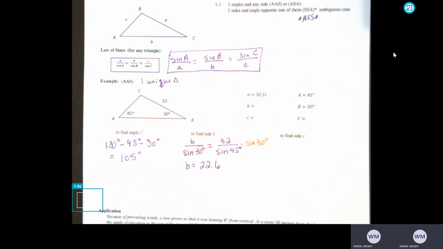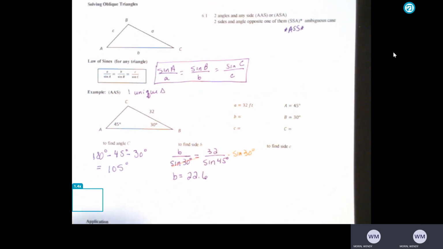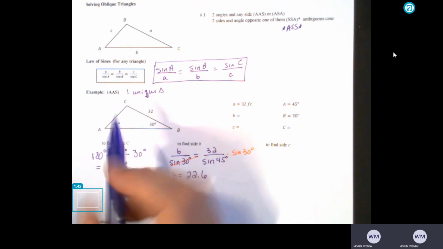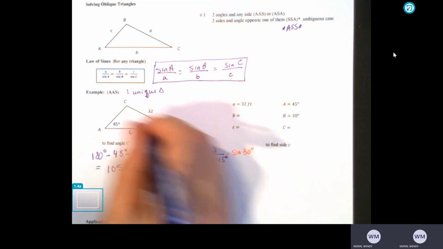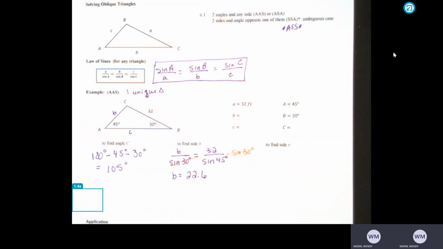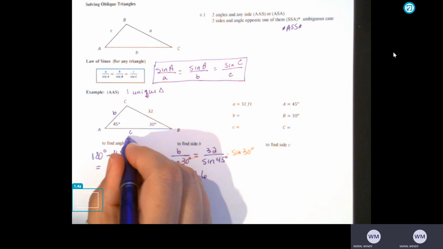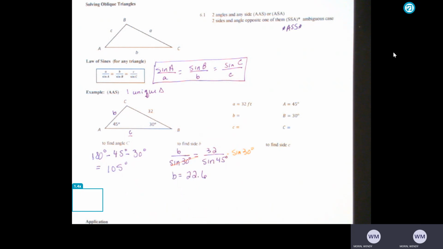Okay? And now we find side C. Now side C is here. Side B, we already calculated. We're trying to find side C. Now a lot of people are going to jump right to the Pythagorean theorem, a squared plus b squared equals c squared. But C is not the hypotenuse because it is not a right triangle. So make sure you don't make that mistake.